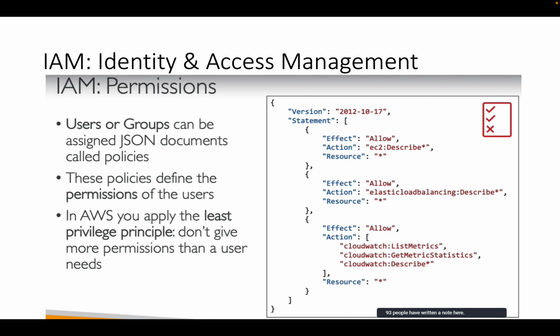For permissions, for example here, a user or group can be assigned a JSON document called a policy. This policy defines the permissions of the user. And in AWS you can apply the least privilege principle. Don't give more permission than a user needs.